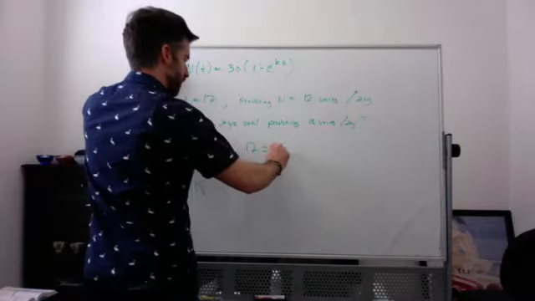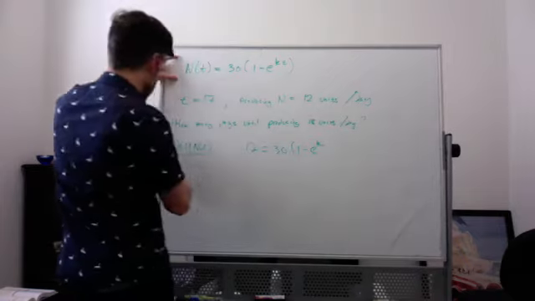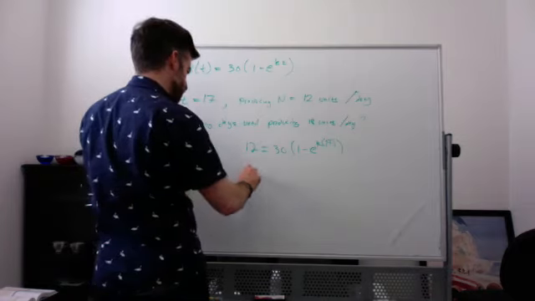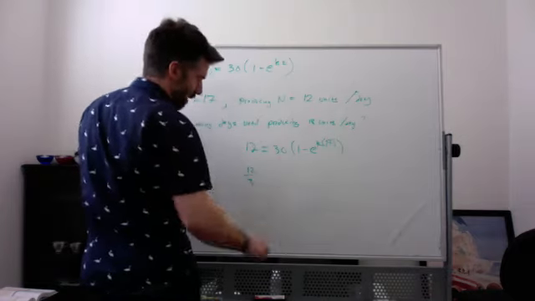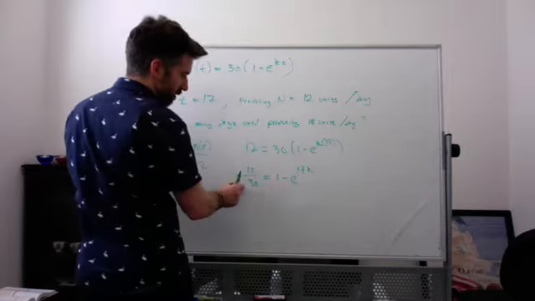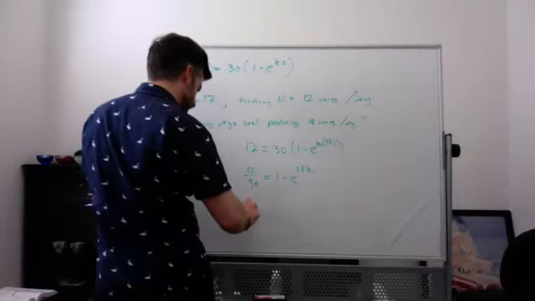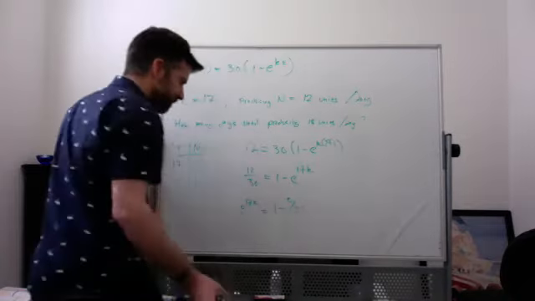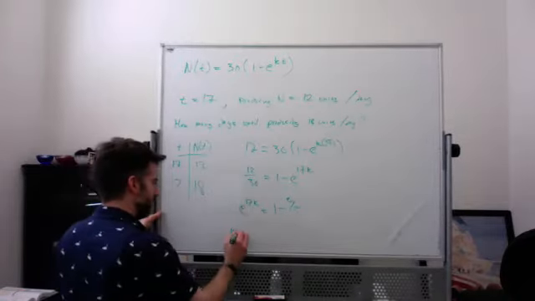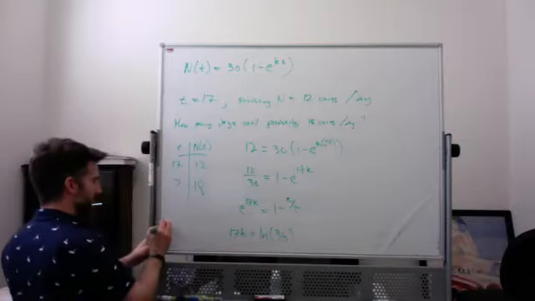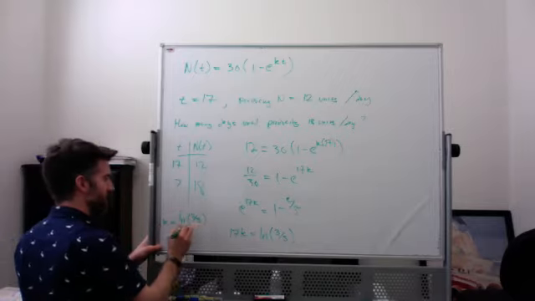So doing it this way, n of t is 12, and that's equal to 30 times 1 minus e to the k times t, which is 17. Divide by 30. 12 over 30 equals 1 minus e to the 17k. I'm going to bring the e thing over here and the 12 over 30 thing over there. So e to the 17k equals 1 minus 12 over 30, which reduces to 2 over 5. Taking the natural log of both sides, 17k equals the natural log of 1 minus 2/5, which is 3/5. So k is equal to the natural log of 3/5 divided by 17.